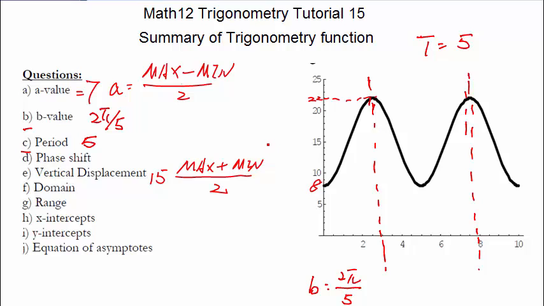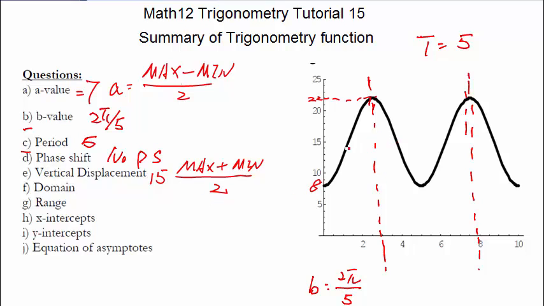Now the phase shift. Phase shift is kind of ambiguous because we need to know what kind of function it is. In this case, if we look at it as a positive cosine function, it is shifted to the right by 3. However, if we look at it as an upside down cosine function, there is no phase shift. So in this question, we can say there's no phase shift.